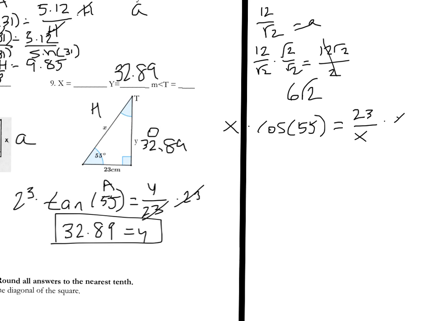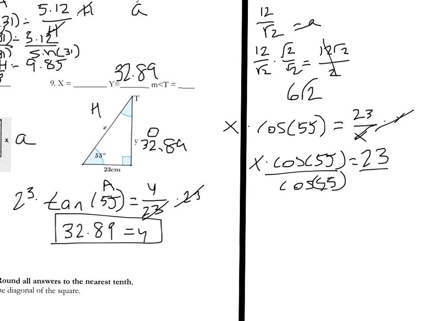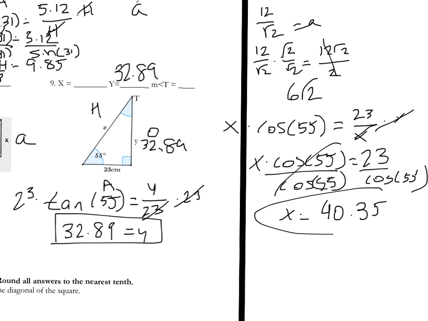I have to multiply both sides by x and then divide, so I get x times cosine of 55 equals 23, and then I have to divide by cosine of 55. Okay, so that gets x by itself. So it's 23 divided by cosine of 55. Well, cosine of 55 is 0.57, so now I'm going to take 23 and divide by 0.57, and I get 40.35. And you notice that's the greatest side out of 23 and 32.89 because it's the hypotenuse, so that makes sense.